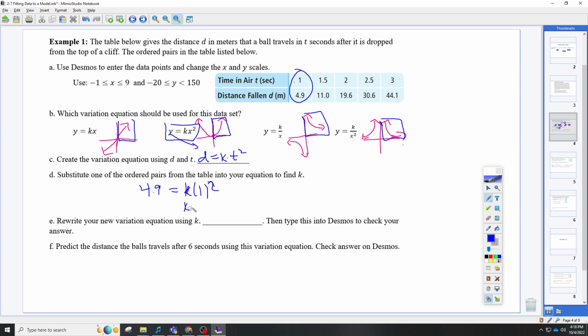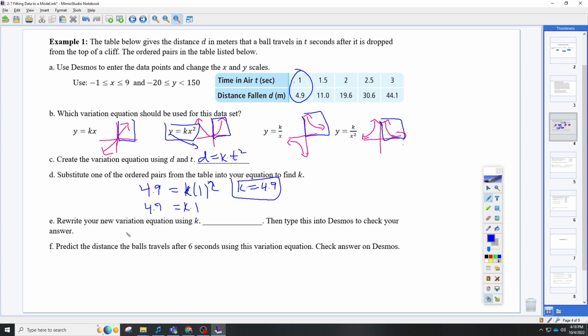1 squared is just 1. So k times 1 equals 4.9. Well, you could divide both sides by 1 or just realize that this is the same thing as saying k equals 4.9. And that's our k value. Pretty simple to solve.